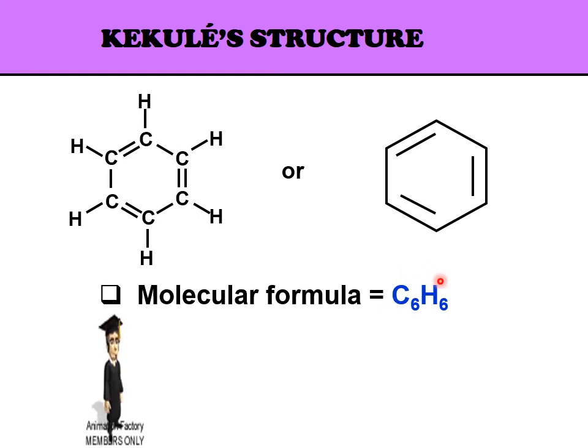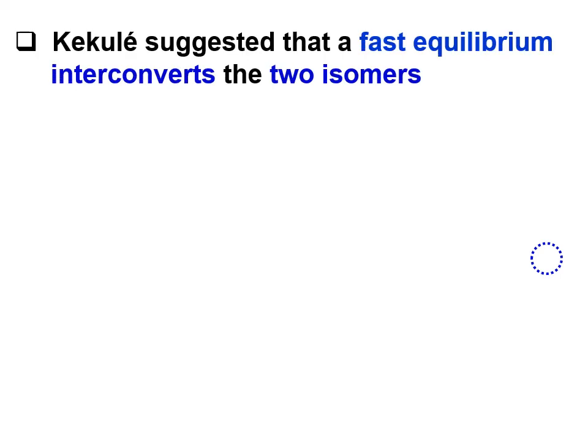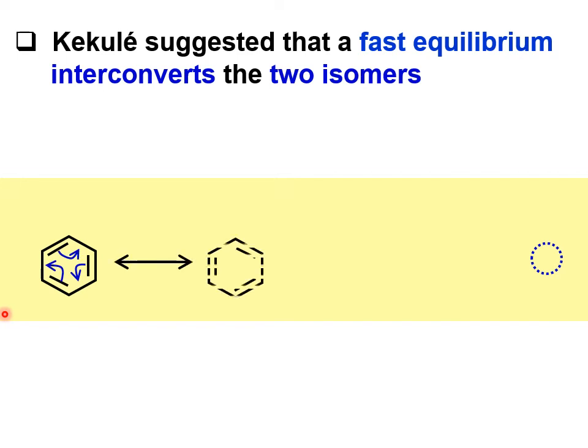When you see a molecular formula where the ratio between carbon and hydrogen is very low, we can probably tell there is a benzene ring in the compound. Kekulé also suggested that there is a fast equilibrium that interconverts between the 2 isomers of the benzene ring. For example, you can see the 3 pi bonds in my benzene ring can delocalize within the ring to form another isomer.